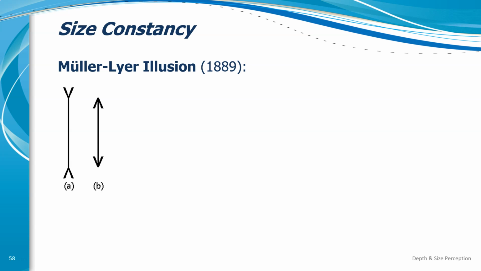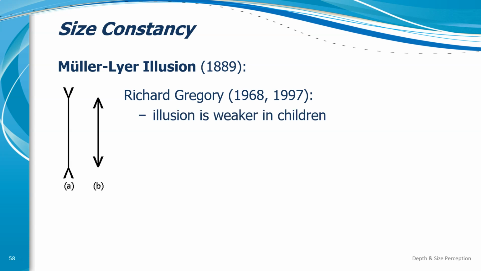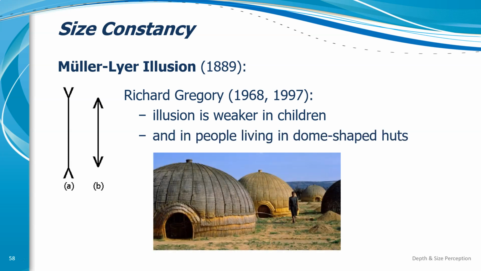But why? Why do we get this misperception of size? Richard Gregory, who was a constructivist, looked for some form of top-down processing that may affect our perception of the size of these lines. Now, through extensive testing, it was determined that the illusion is weaker in children than in adults generally. And if you compare people in the UK to people who live in other environments, like dome-shaped huts, the illusion is much weaker in people who live in these kinds of environments.